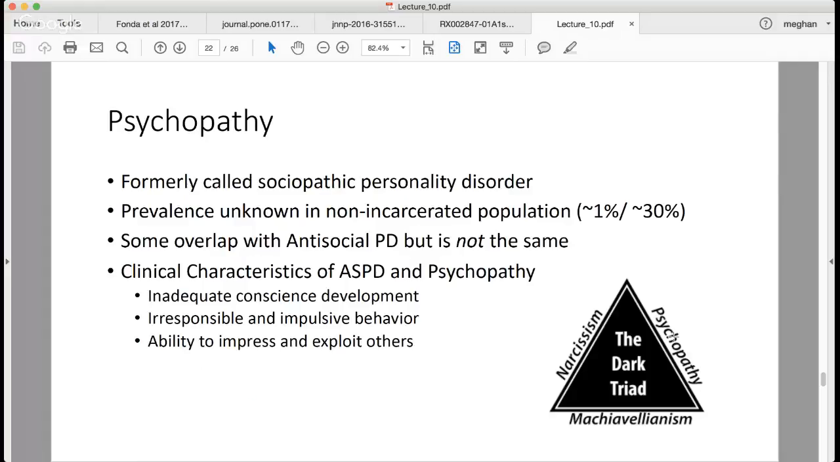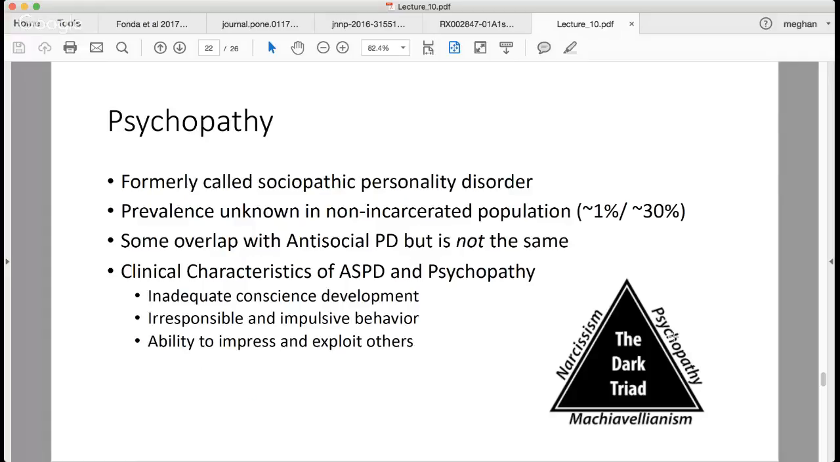I can't stress enough that it's not the same as antisocial personality disorder, even though they are very similar. The prevalence of psychopathy isn't really known in the general population, but it's about 1% that we think. In the prison population, it sits around 30%. It's more common in men than in women, just like antisocial. However, there's not a lot of research looking at differences between men and women.